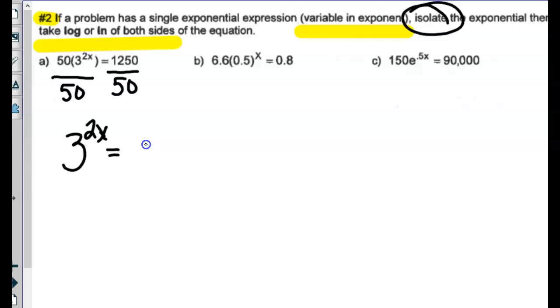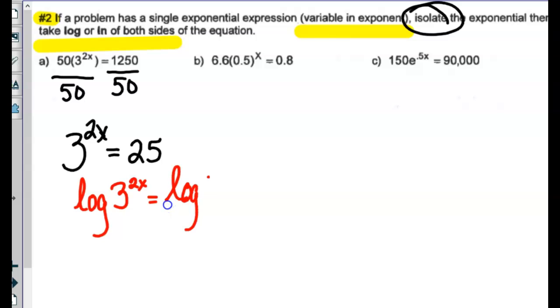Okay? 1250 divided by 50, 25 maybe? How did I do? Okay? Now, anytime you have an x in the exponent, guys, hear me clearly. Anytime you have an x in the exponent, you're going to have to take the log. It's the only way to solve for an x in the exponent. Okay? So we've isolated it. Does anybody care? You want to do log or ln on both sides? Log, okay? So we have log of 3 to the 2x, we'll do ln on the next one, equals log of 25. Now, why did that help us? Yes, we can move this guy out front as a multiplication.